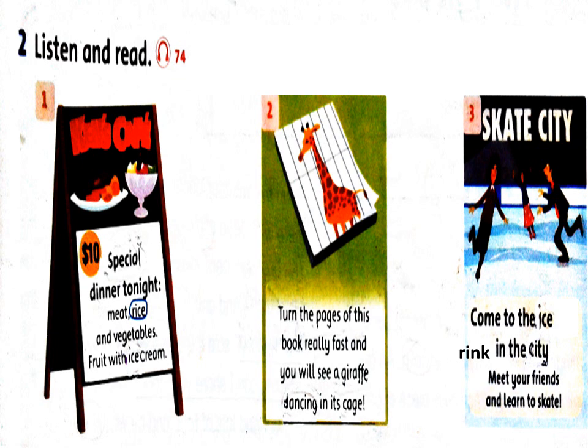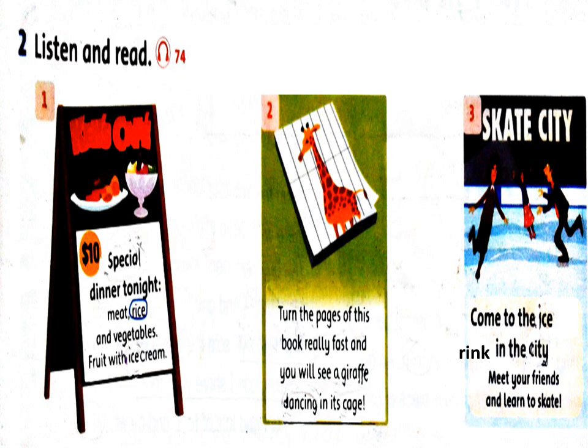Number 2. Turn the pages of this book really fast and you will see a giraffe dancing in its cage. Now let's read together. Turn the pages of this book really fast and you will see a giraffe dancing in its cage. Nice. Number 3. Come to the ice rink in the city. Meet your friends and learn to skate. Now let's read together. Come to the ice rink in the city. Meet your friends and learn to skate.